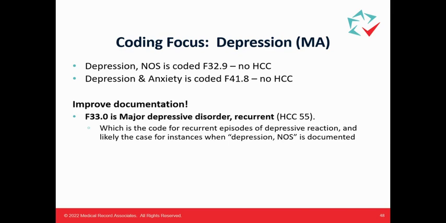But F33.0 is major depressive disorder recurrent, which is the code for recurrent episodes of depressive reaction and likely the case for instances when depression NOS is documented. I think here we want to make sure the providers are educated to document the conditions clearly. Too many times we'll just see depression NOS, and there's a lot more going on with that patient if they're coming in every month, medication checks, those kinds of things.